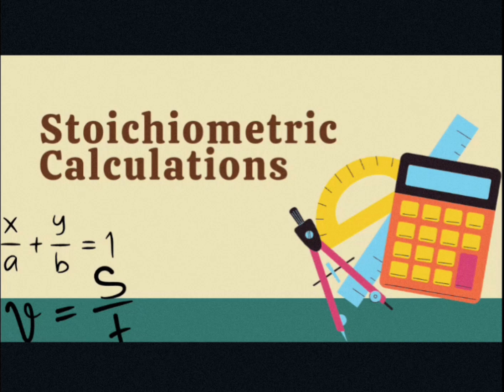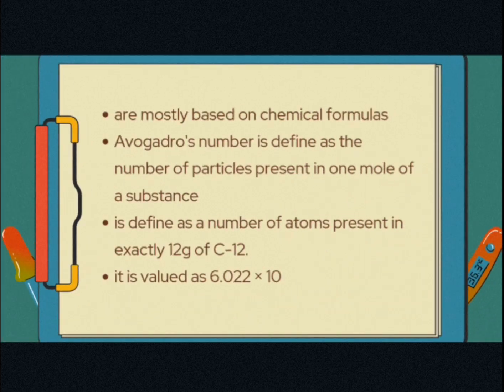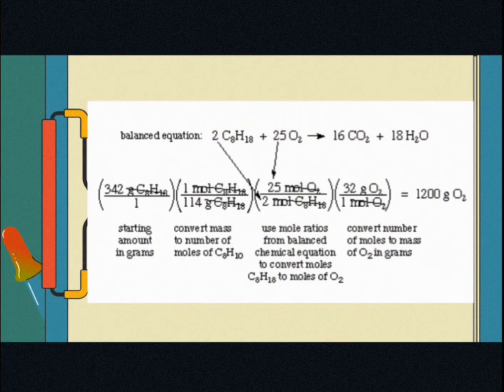So let's talk about stoichiometric calculations. Stoichiometric calculations are mostly based on chemical formulas. They use Avogadro's number, which is defined as the number of particles present in 1 mole of a substance. It is defined as the number of atoms present in exactly 12 grams of C-12. It is valued as 6.022 times 10. So here is an example of a stoichiometric equation.